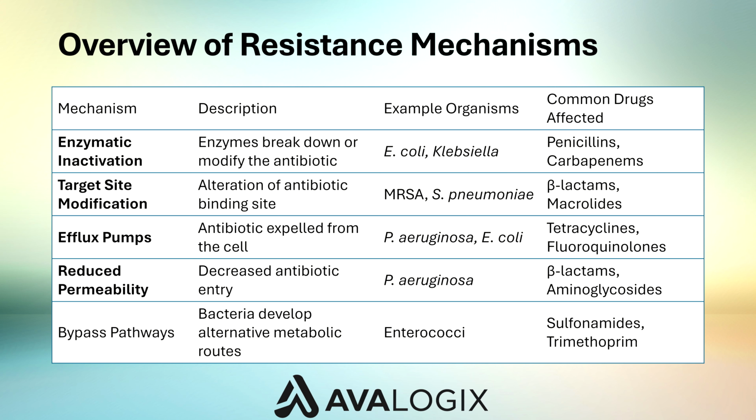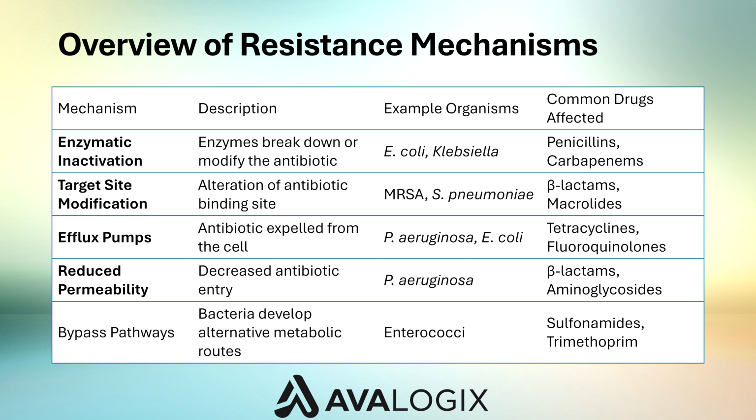Efflux pumps. These are proteins that pump antibiotics out of the bacterial cell before they can reach their target. It's like ejecting a poison before it has a chance to work. Reduced permeability. Some bacteria reduce the number or size of porins, making it harder for antibiotics to get inside the cell. These mechanisms aren't mutually exclusive.